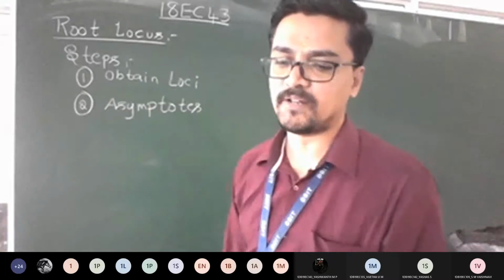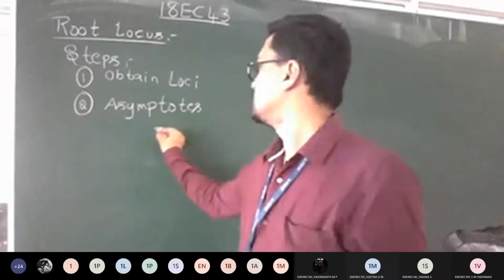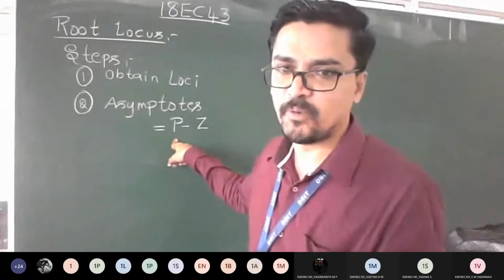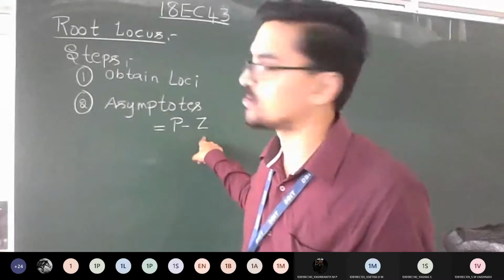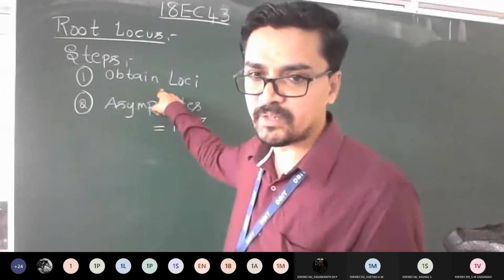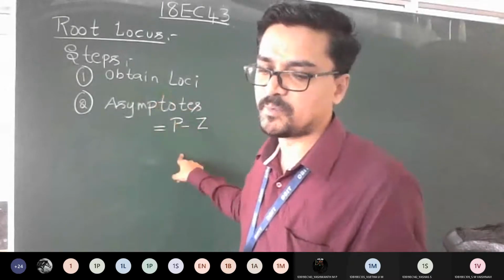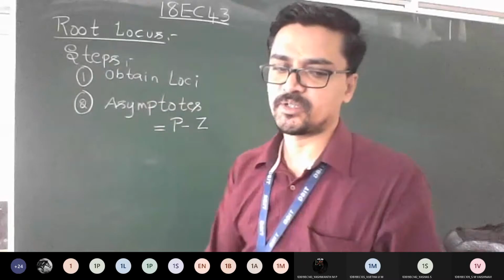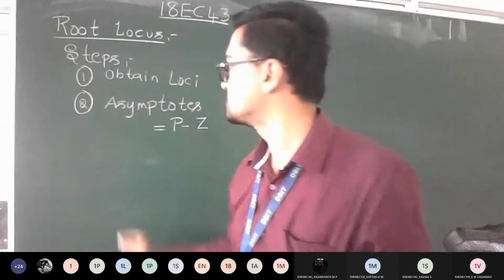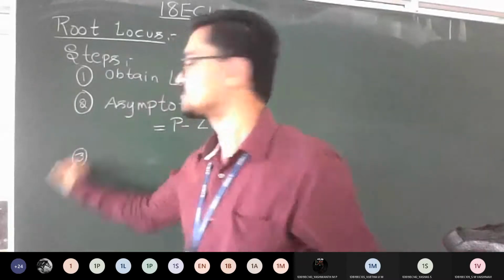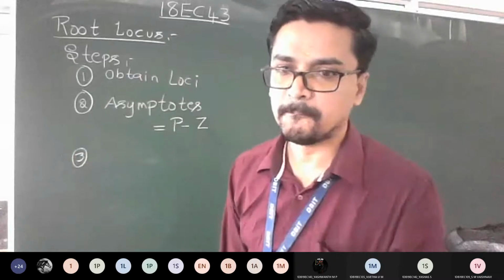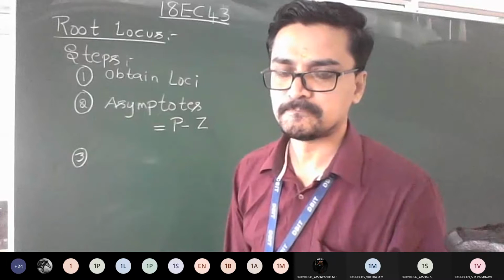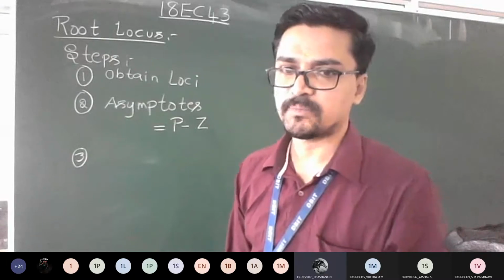You need to calculate the number of asymptotes using a formula P minus Z. So I already told you P indicates number of poles, Z indicates number of zeros. Step number 1 you have found, right? Number of poles and number of zeros. If you subtract that, you are going to get the number of asymptotes. So is it okay? Step number 2 to everyone? Shall I proceed? Yes, sir. Good. So go with step number 3.